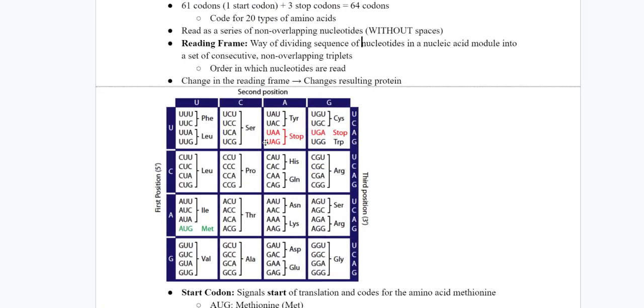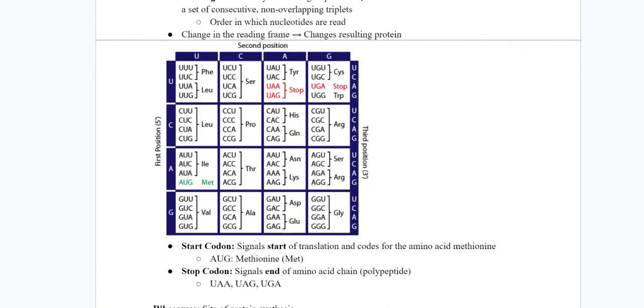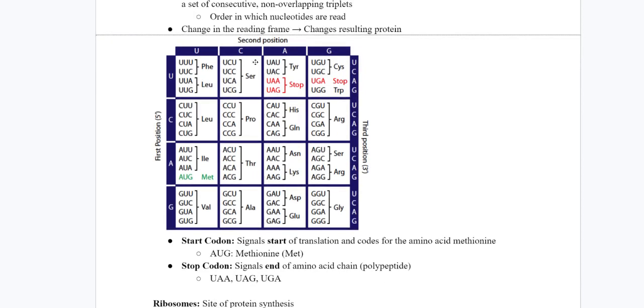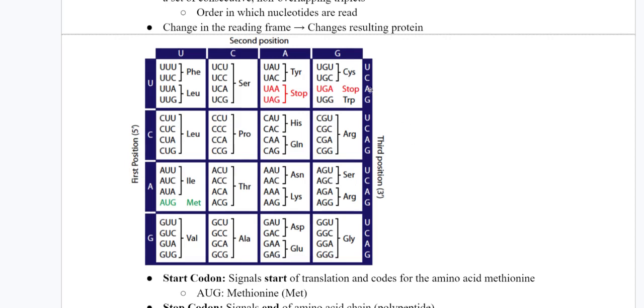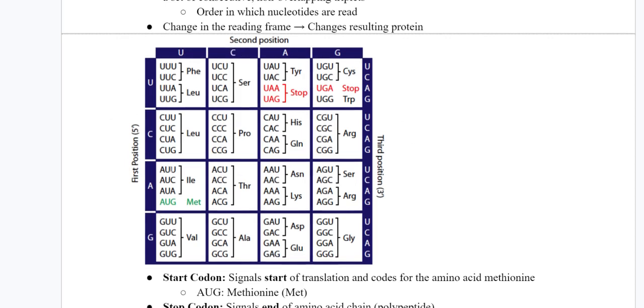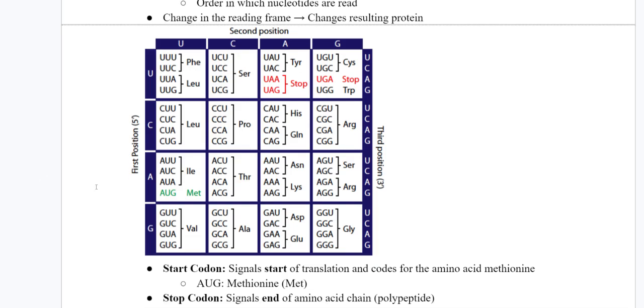Okay, now we learned that if we change the reading frame, the order of it, then the resulting protein that comes out will change. Now, if you look at this here, this is UCAG, UCAG. So we look at the first one here, and then the second one here, and then the third one here, and it makes that amino acid. So there are only four that you need to memorize. You need to memorize these. You need to memorize the nucleotide. You need to memorize the codon. You need to memorize that amino acid. It's coming out on the test.